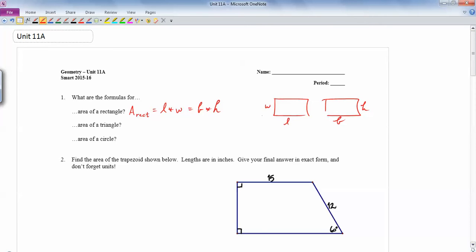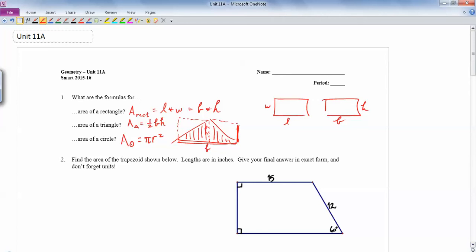Okay, area of a triangle. Well, a triangle, right? You have a base and you have a height, and the area of the triangle is going to be half base times height. And if you doubled this part and doubled this part, you can see that you're going to end up with a rectangle there with that base and this height, which is the same. And then area of a circle we already know is pi r squared.